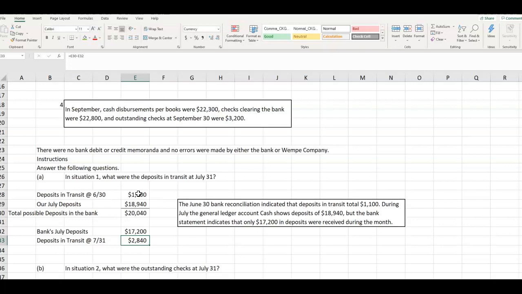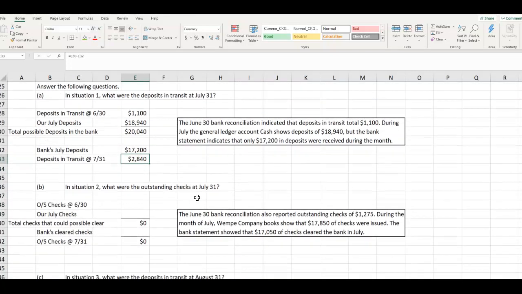The same type of calculation applies for outstanding checks. Outstanding checks at the 30th of June were $1,275. Our July checks we wrote that should have cleared the bank if everything were perfect, $17,850, meaning the bank should have cleared $19,125 worth of checks. They didn't. They cleared $17,050. And so the outstanding checks at 7/31 must have been $2,075.